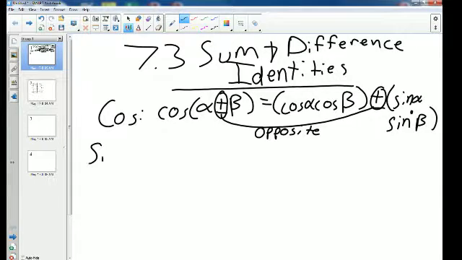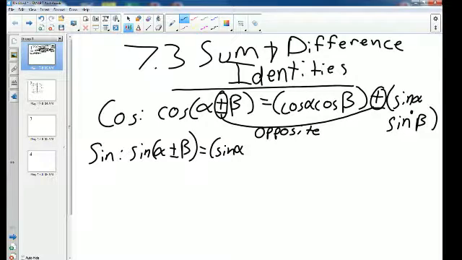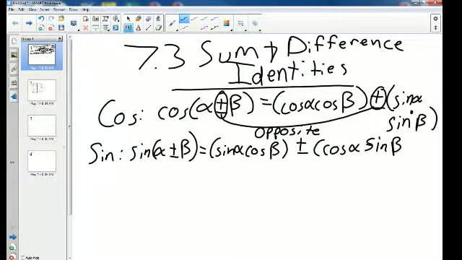For sine, we have sine of alpha plus or minus beta is equal to sine of alpha times the cosine of beta, plus or minus the cosine of alpha times the sine of beta. One more little note. These ones match. That'll be explained in just a second.